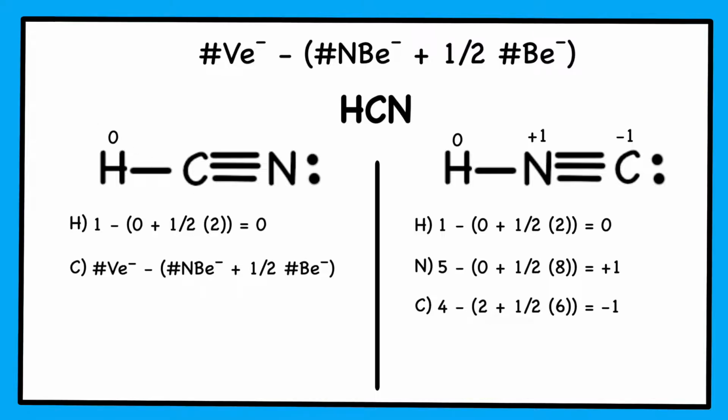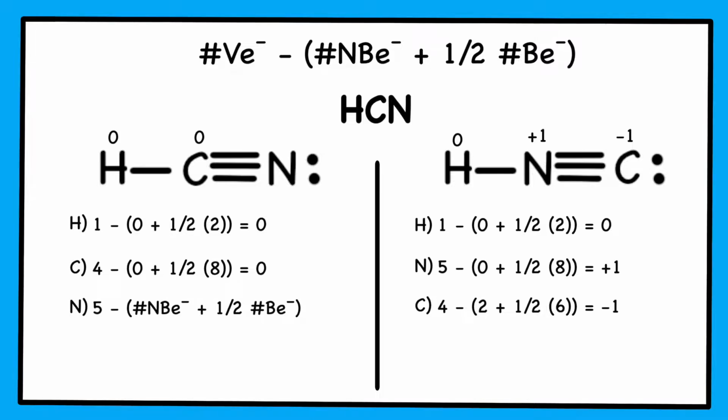Now we move to our carbon. Our carbon atom has 4 valence electrons and 8 electrons involved in bonding, so that gives us a formal charge of 4 minus (0 plus 1/2 times 8), which also equals 0. Finally, our nitrogen atom has 5 valence electrons, 2 lone electrons, and 6 electrons involved in bonding. This gives us a formal charge of 5 minus (2 plus 1/2 times 6), which will also equal 0.